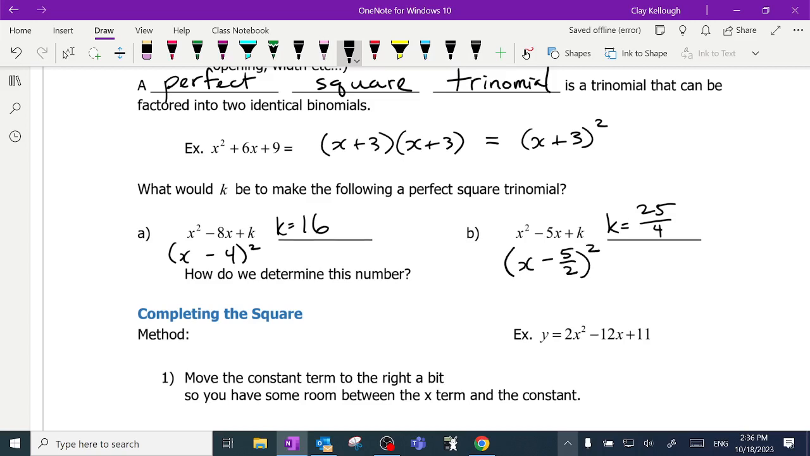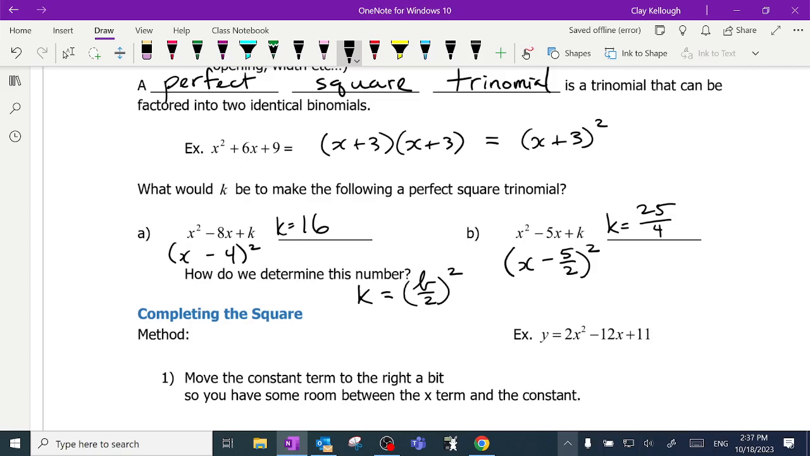So how do we determine this number? K is half of b squared. Always. How are we doing so far? All right, let's turn this standard form into vertex form.